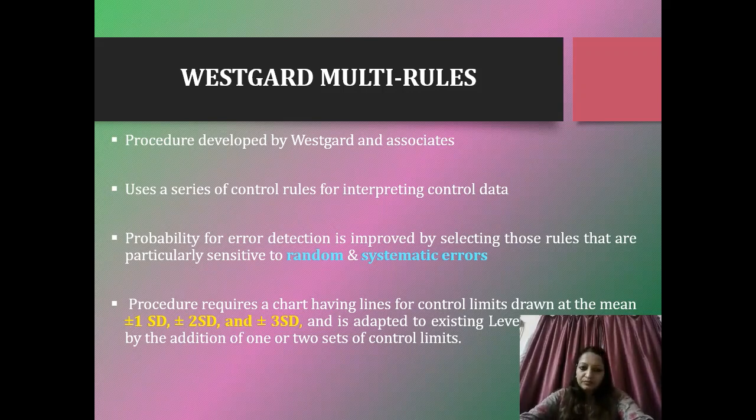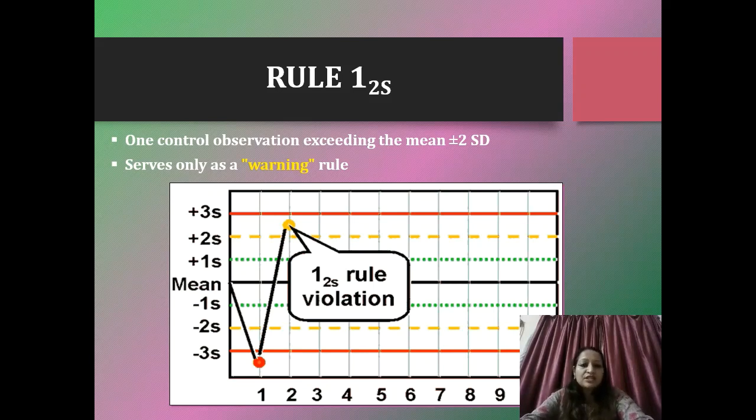So the rules. First and foremost, the 1-2S rule. 1-2S means that one control observation has either exceeded the mean plus 2 SD or has fallen below the mean minus 2 SD level. This is considered to be only a warning rule. No action needs to be taken at this point, but one is warned so that one can observe and see if this error is repeated or a worse error is occurring in the next run. So this is just a warning rule, it just needs observation, nothing more.